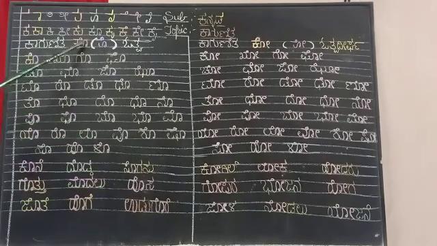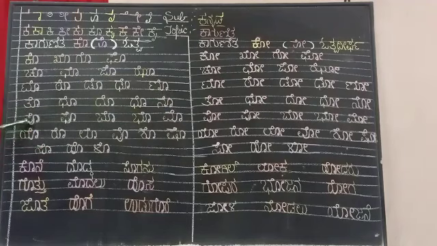That is ko, otva. What is the symbol? Otva. Ko. By using this symbol, we are forming ko. Ko, go, cho, jo, to, tho, do, dho, no, po, pho.